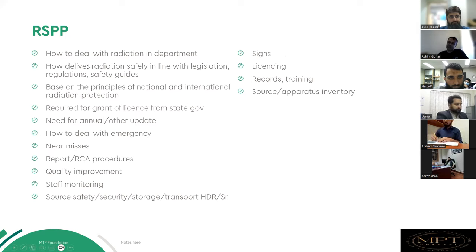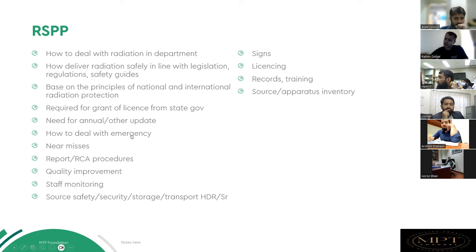Definitely legislation, right? Regulatory requirements. To operate any radiation generating equipment, you need a license. If you are referring, you can say PNRA. Similarly, I was discussing radioactive sources. If you want to import a radioactive source from somewhere else, you need a license to do that. If you are sending back some source, you need an export license. So you need to discuss that.